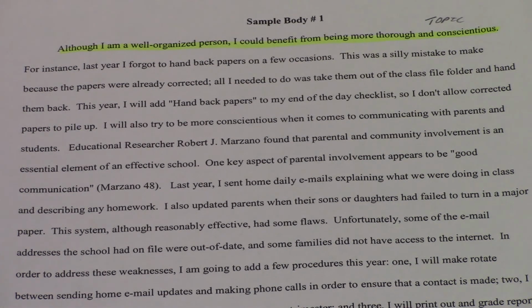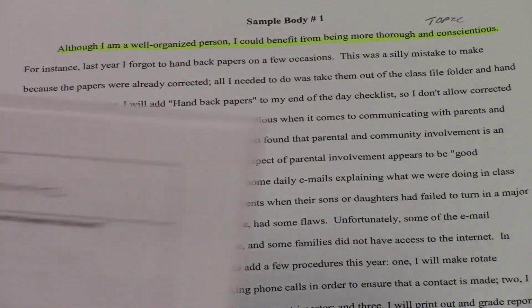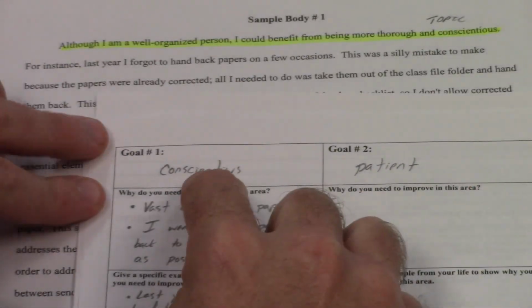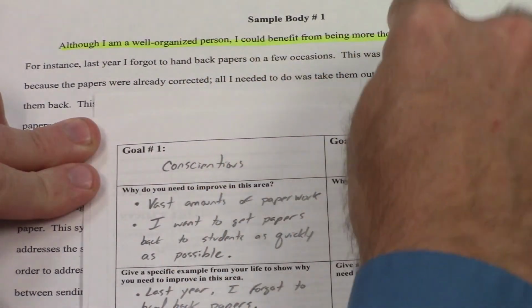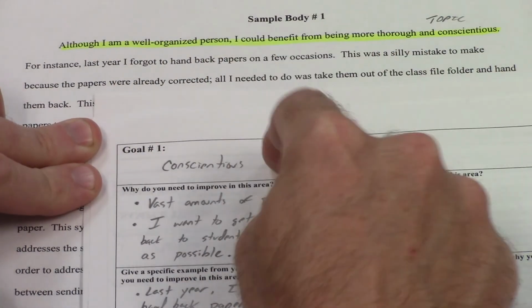Okay, so at this point you should have a topic sentence. It should have come right off of your organizer. Mine came right from my organizer. Although I'm a well-organized person, I could benefit from being more thorough and conscientious. So there's my topic sentence.